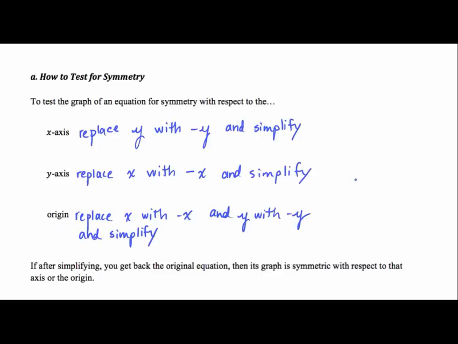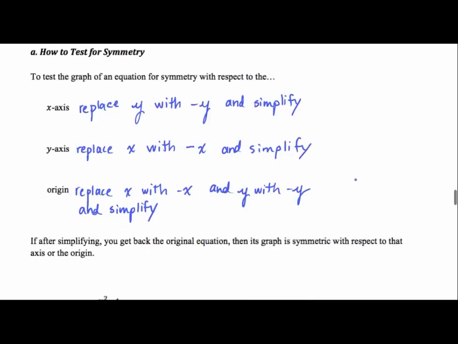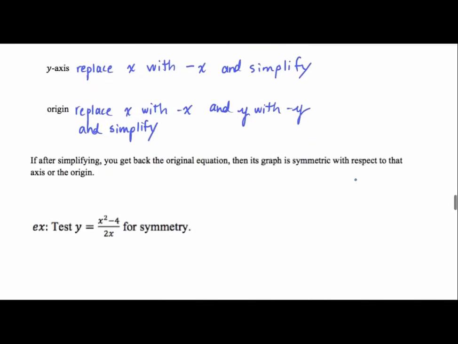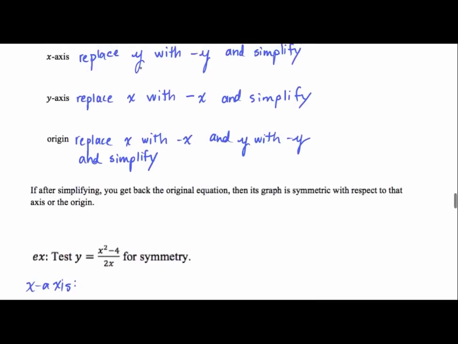Okay, so we're going to test the equation, the one right there. We're going to test that for symmetry about the x-axis, the y-axis, and the origin. And then we'll look at the graph so you can just visually see what that looks like. So first let's test for symmetry about the x-axis. We need to replace y with negative y and simplify, and see if we get the same thing.